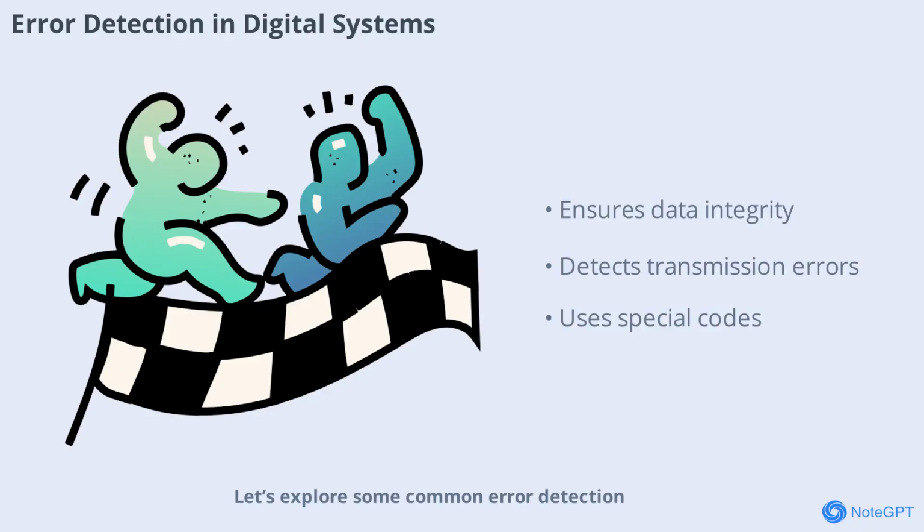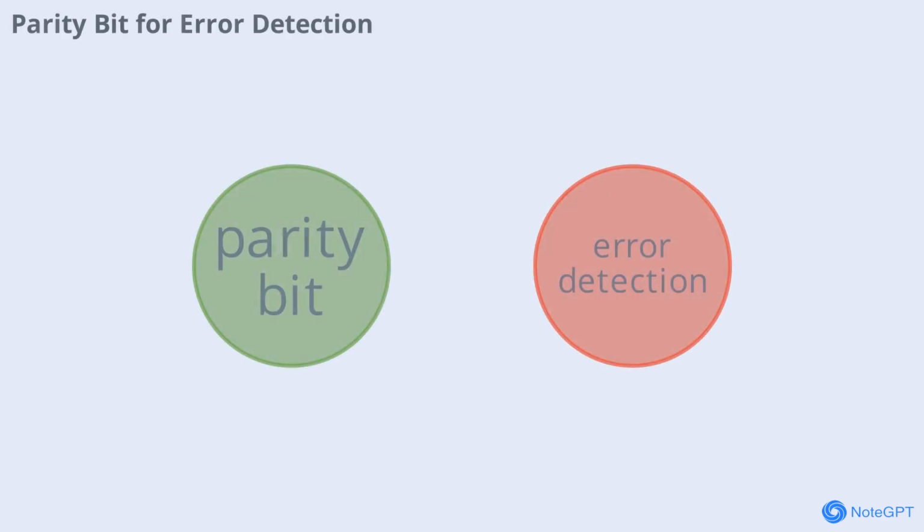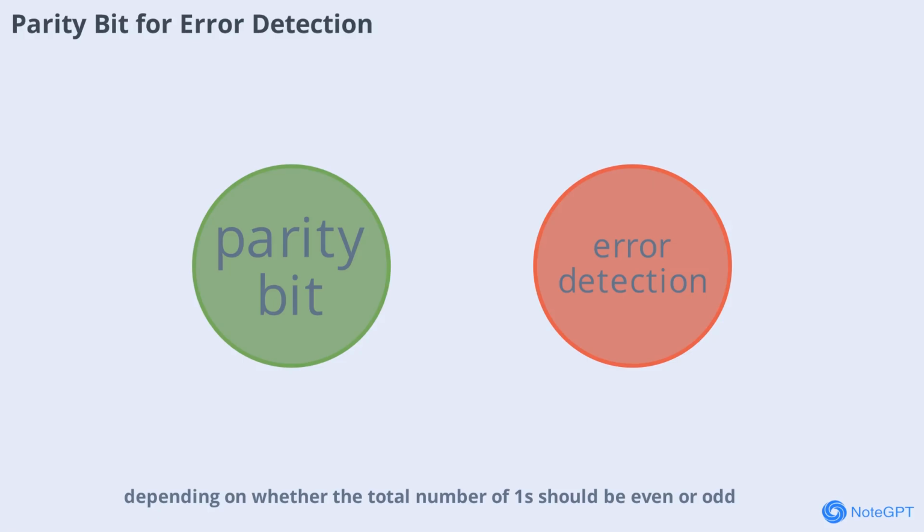Let's explore some common error detection and correction codes used in computing. Parity bit is a simple error detection code added to data. It can be even or odd parity depending on whether the total number of ones should be even or odd. Parity bits are widely used in memory systems and communication protocols to detect single-bit errors.